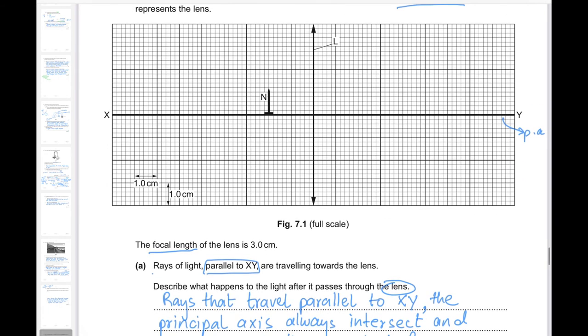Let's say we had a few parallel lines traveling to the lens. They would get refracted and they would all meet at a certain point, which would be the principal focus.